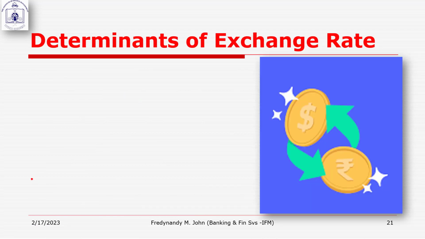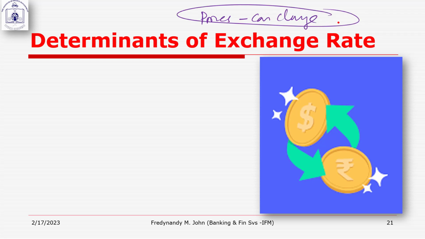Now, what are the determinants of exchange rate? What are the factors that can cause changes in exchange rate? Remember, exchange rate simply means the price of one currency in terms of another. Now, we all know that prices change, right? Prices can change. So here we want to discuss factors that can cause prices to go up or to go down.